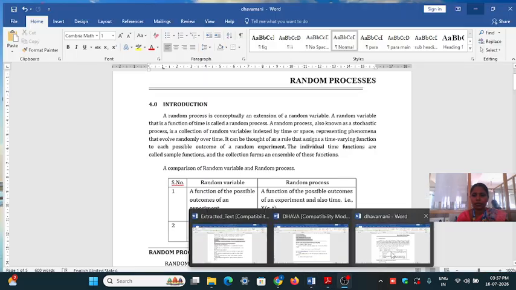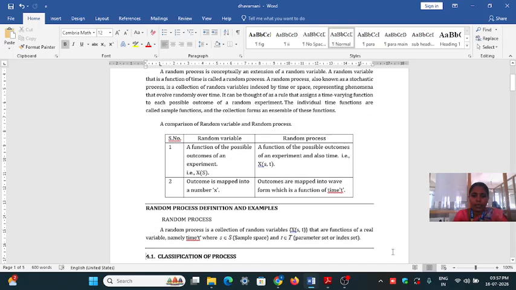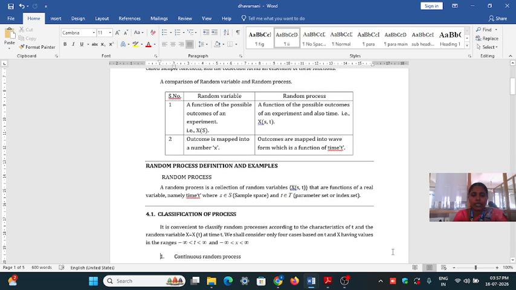Everyone, today we are going to see the random process. What is meant by a random process is nothing but a collection of random variables. Already we know the random variable. A random variable is nothing but a function of the possible outcomes of an experiment. So a random process is a function of the possible outcomes of an experiment and also time, that is X(s, t).